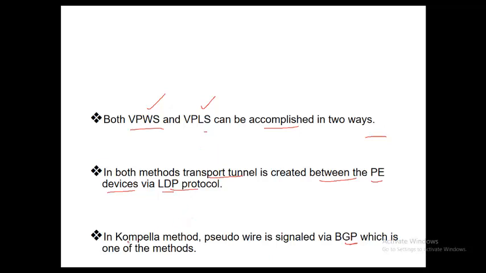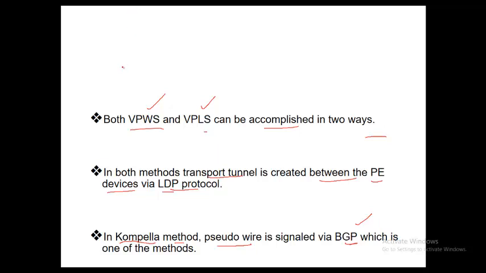Or there is something called the Kompella method, where we create a pseudo wire and we use BGP as the signaling protocol. You can use BGP instead of label, MPLS. Explain, I don't understand. See, in the Kompella method, the pseudo wire is signaled via BGP.